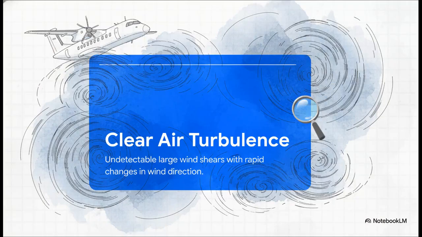Then we've got the second C, clear air turbulence, or CAT. Now this one is of special significance because it is a completely invisible danger. I mean, there are zero visual cloud warnings. It's caused by large wind shears with rapid changes in wind direction horizontally, vertically, or both, and because you literally can't see it before you hit it, knowing how to anticipate it is vital, which we are definitely going to cover shortly.